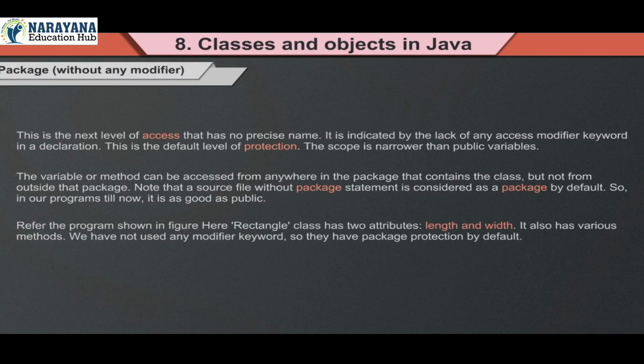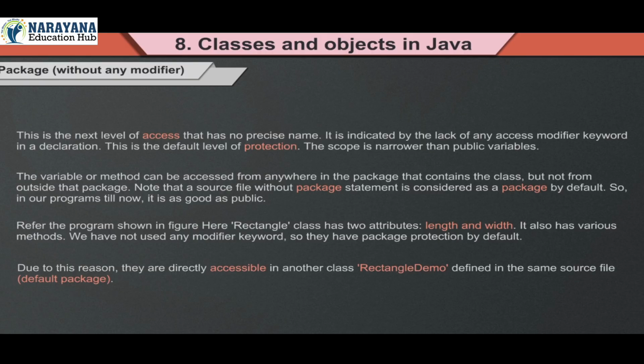Refer to the program shown in this figure. Here, the Rectangle class has two attributes, length and width. It also has various methods. We have not used any modifier keyword, so they have package protection by default. Due to this reason, they are directly accessible in another class, RectangleDemo, defined in the same source file, that is, the default package.